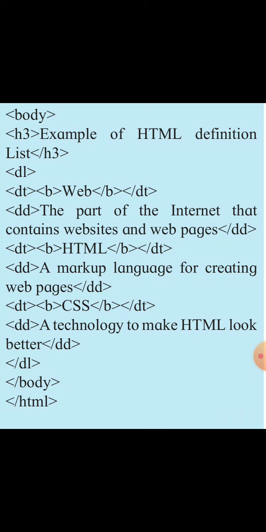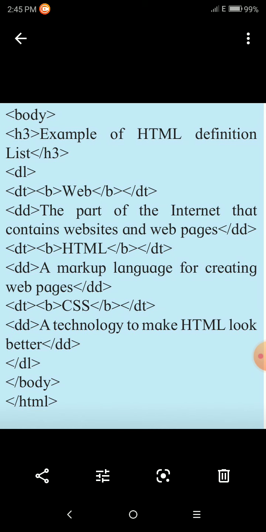Now see the example. We have taken the DL definition list tag, and opened it. Then in DT we have taken web, and closed DT. Then in DD we write the definition of web: the part of the internet that contains websites and web pages. Then we close the DD. Again we open DT, which contains HTML, and after the DT we use DD, which contains a markup language for creating web pages. Means HTML is a markup language, and we write that definition using DD.